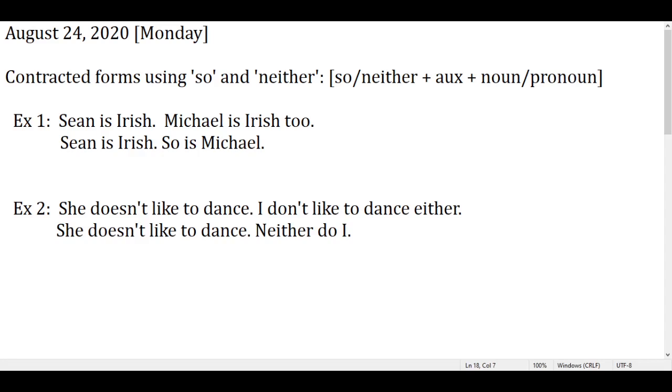And today we are going to study something very interesting, something that will add flavor to the way you talk and your English will sound much crispier. We are going to study the contracted forms using so and neither.